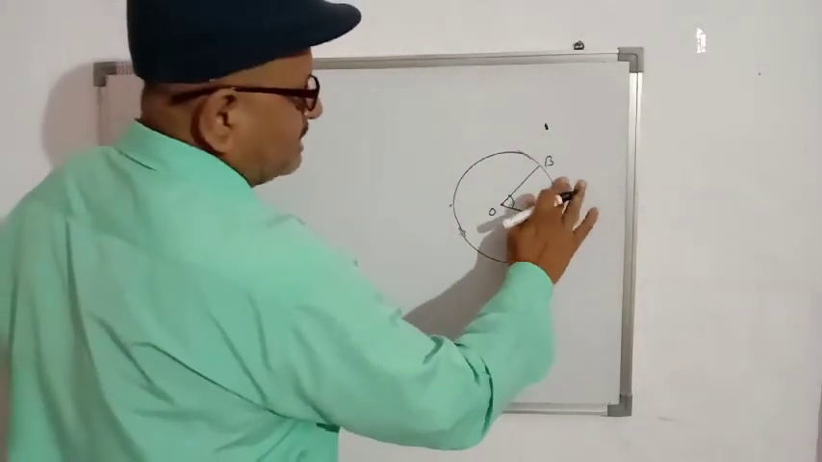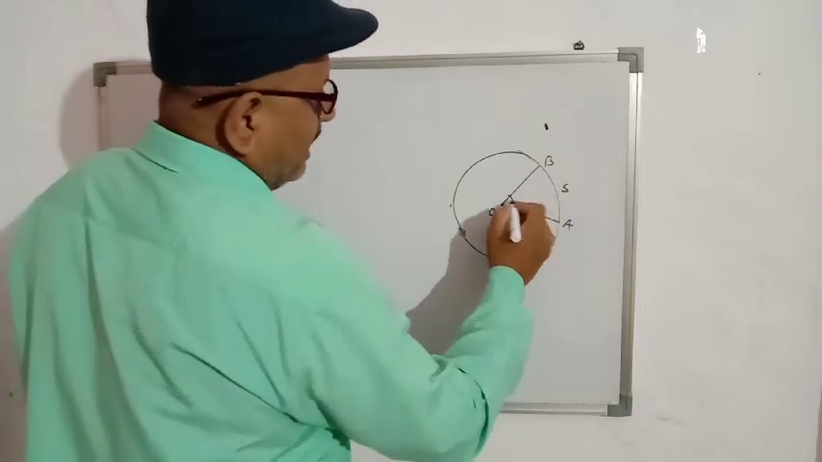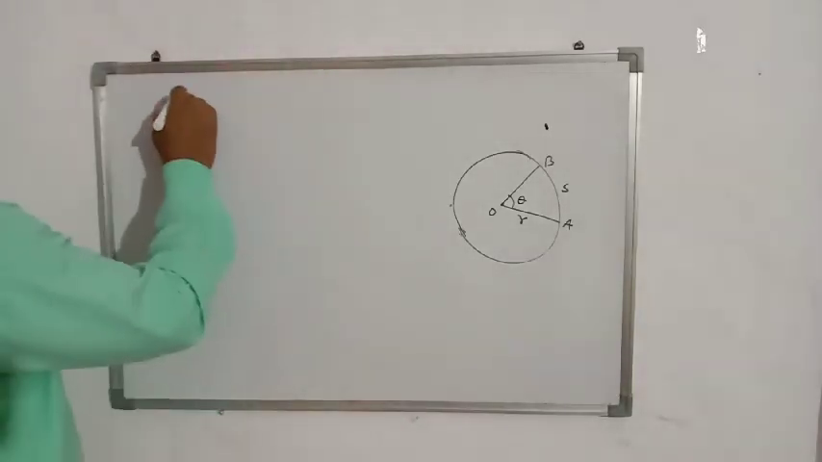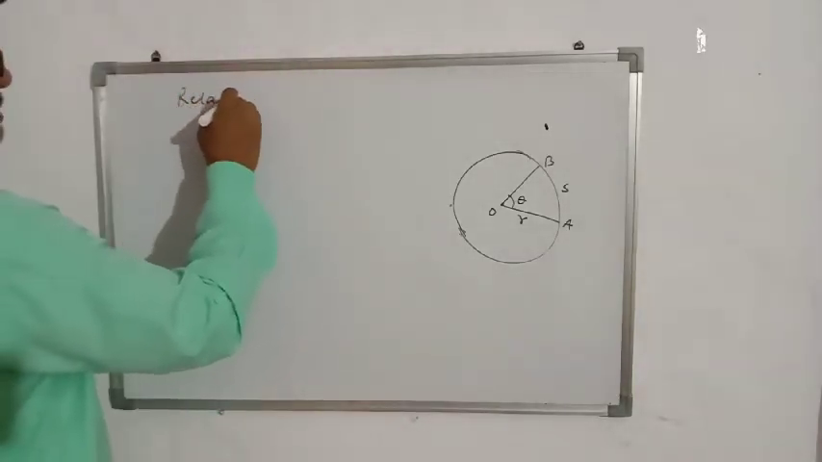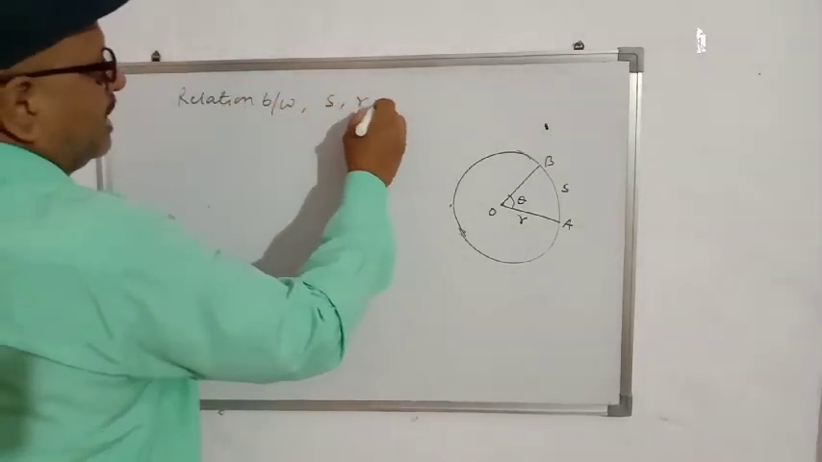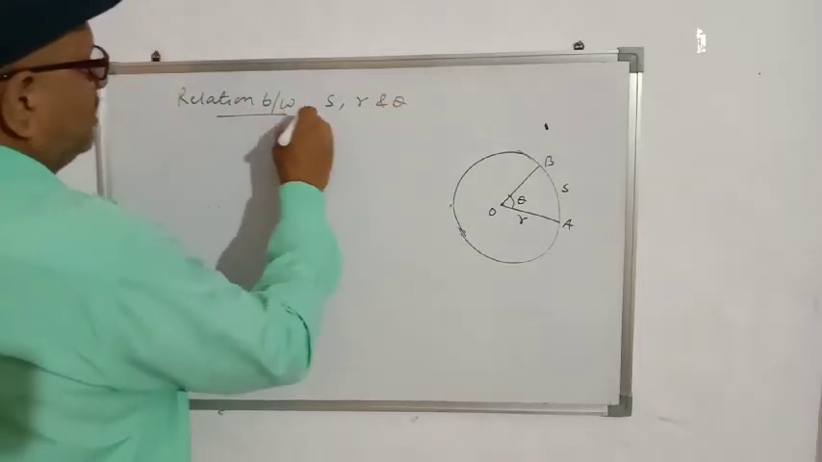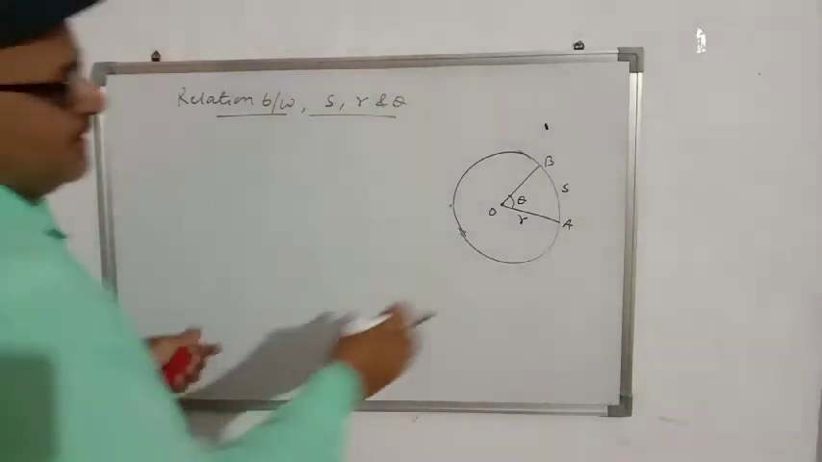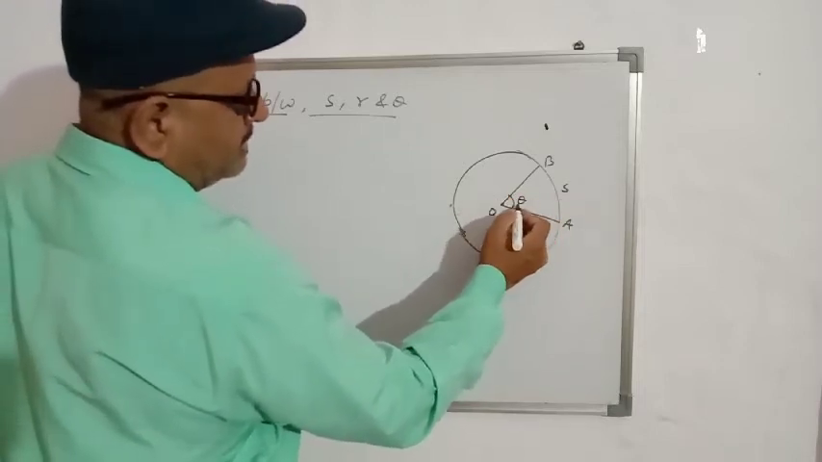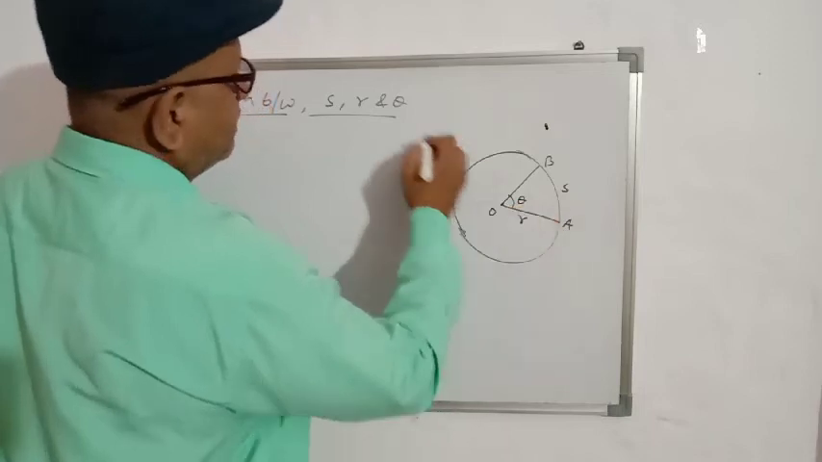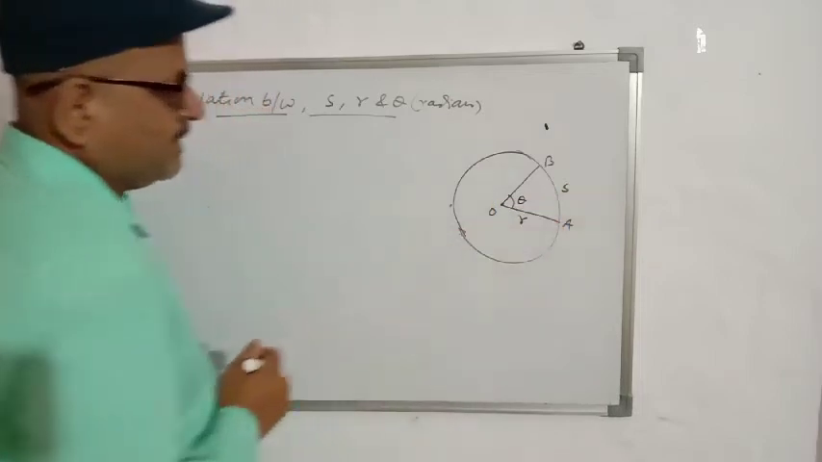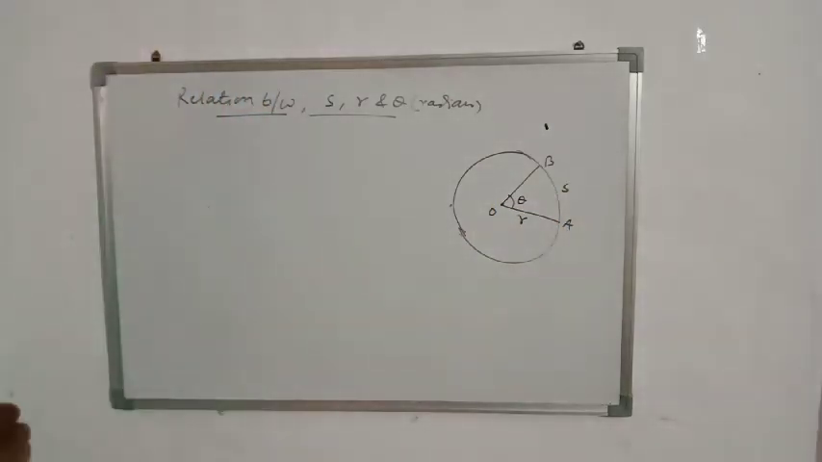Suppose this arc length is S and the angle made at the center is theta. So we have to establish the relation between S, R and theta: the relation between arc length, radius and the angle subtended at the center in radian, theta in radian. So what is the relation between S, theta and R?